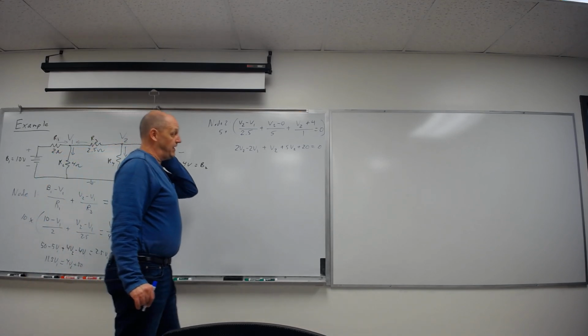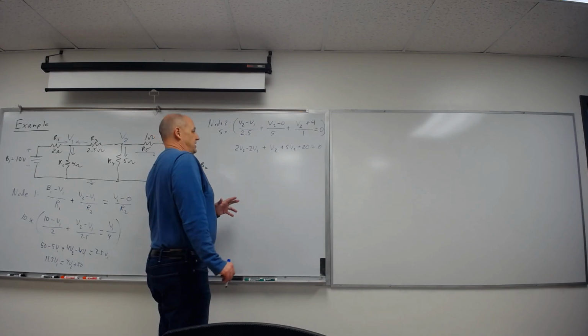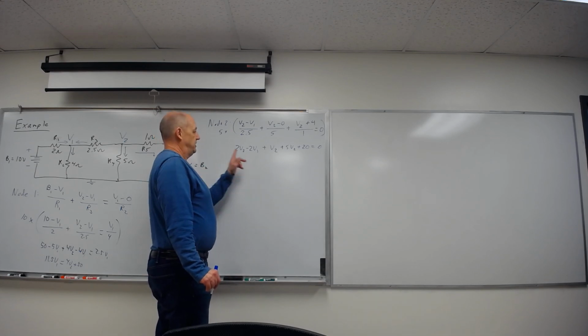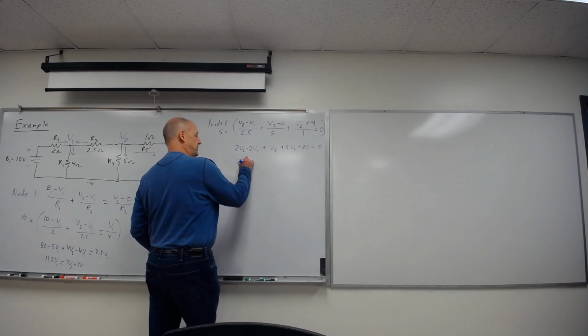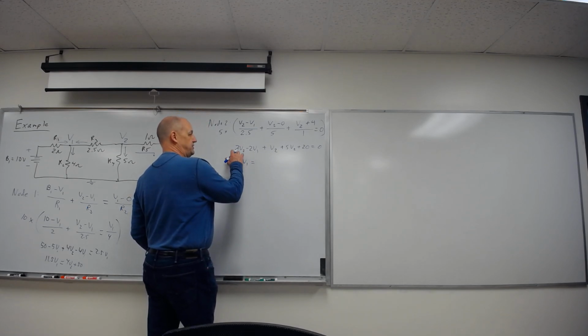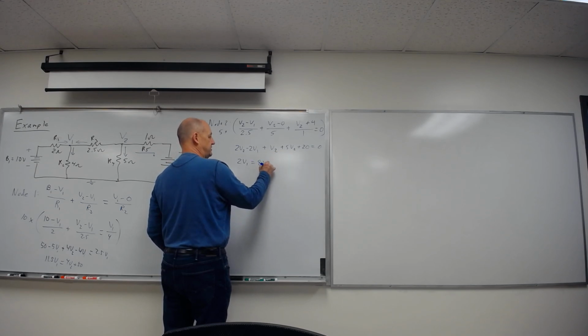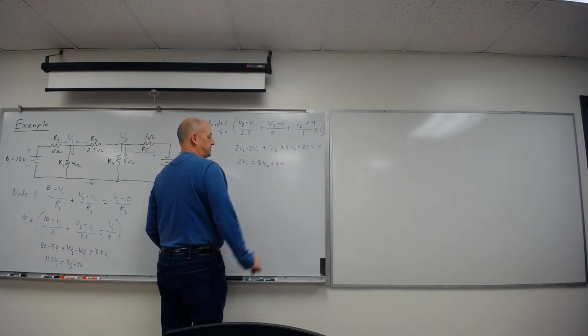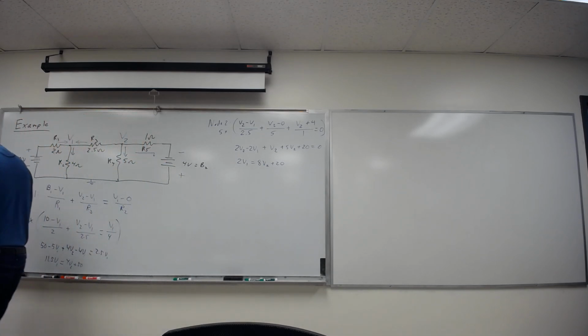I don't know how I'm going to solve it in the end, but I'm going to go ahead and move my 2v1 over to the other side since it's negative. So I can write 2v1 equals, let's see, 2 plus 1 is 3 plus 5 is 8, v2. So I set up my 2 nodal equations.